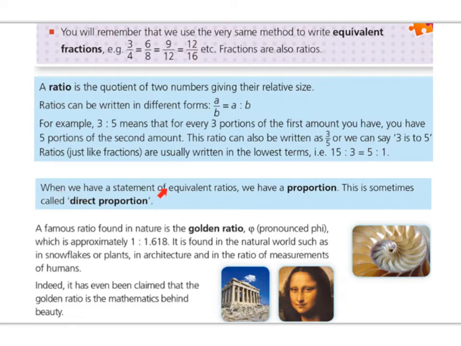When we have a statement of equivalent ratios, we have a proportion. This is sometimes called a direct proportion. A famous ratio found in nature is the golden ratio, pronounced phi, which is approximately 1 to 1.618. It is found in the natural world, such as in snowflakes or plants, in architecture, and in the ratio of measurements of humans. Indeed, it has even been claimed that the golden ratio is the mathematics behind beauty.